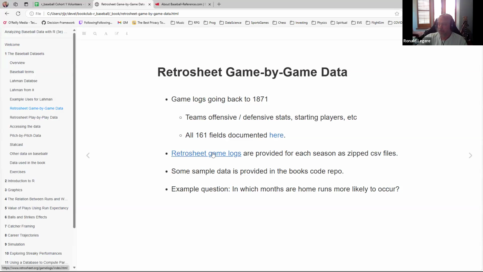And you can get them from this website, the Retrosheet game logs. They're all just zipped CSV files. We will learn more about how to access these things in future chapters, though. So don't worry about that right now.